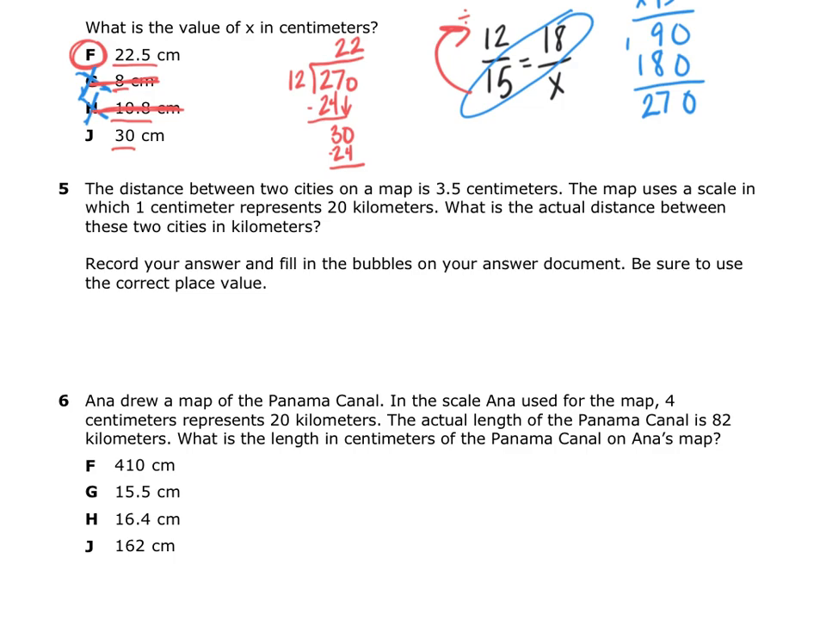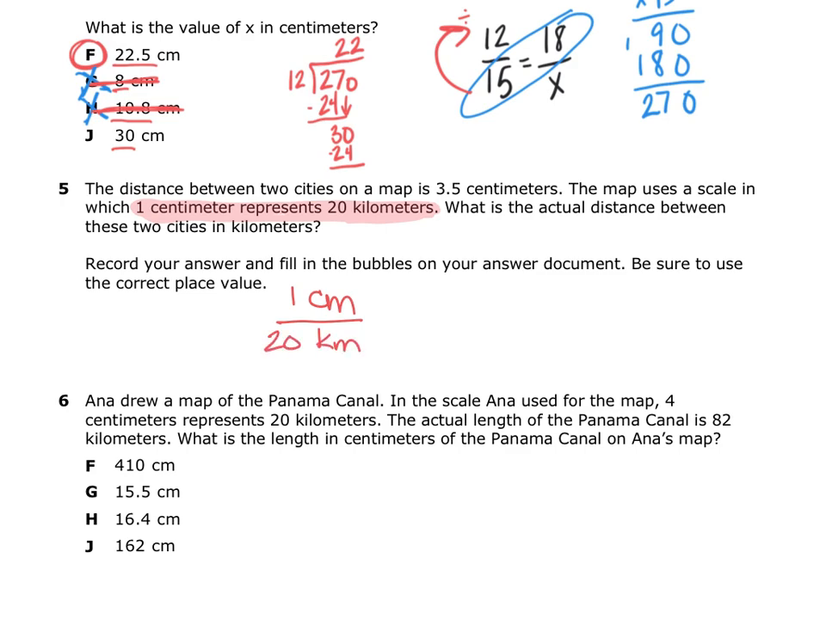For number 5, the distance between two cities on a map is 3.5 centimeters. The map uses a scale in which 1 centimeter represents 20 kilometers. What is the actual distance between these two cities in kilometers? All right, I saw scale, so I'm going to underline, circle, highlight 1 centimeter represents 20 kilometers because I know that that's my key here. And I'm going to go ahead and write it. 1 centimeter represents 20 kilometers.